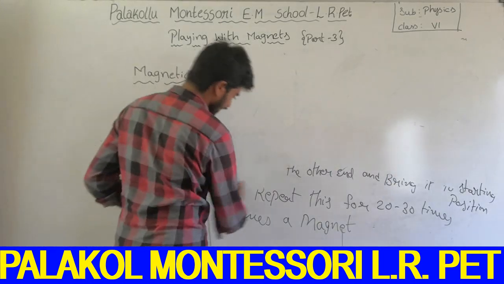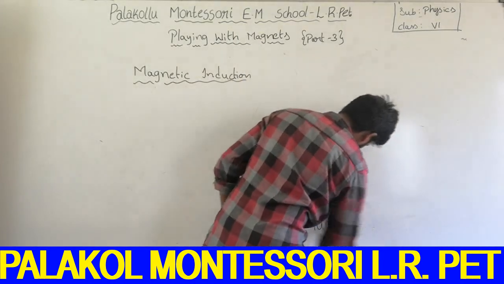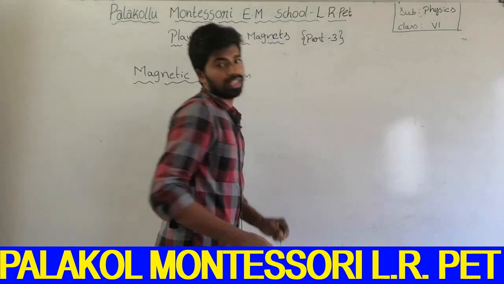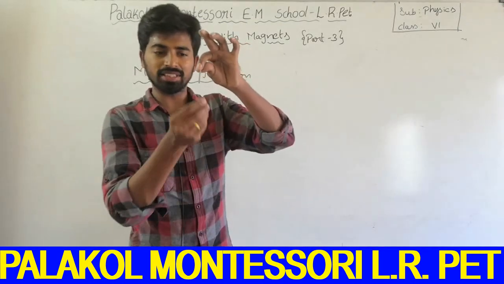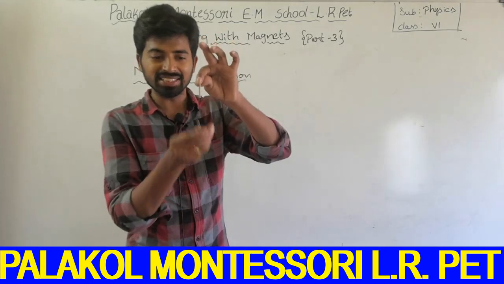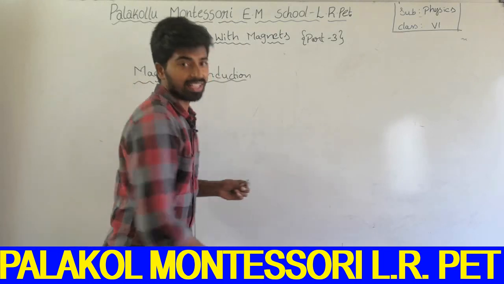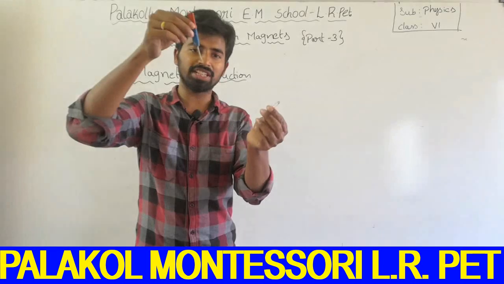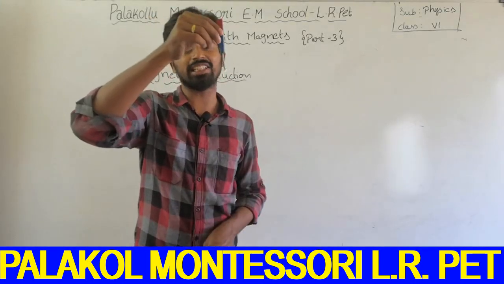So, to know about magnetic induction, consider a nail and a safety pin. Does this nail attract the safety pin? No, it will not attract the safety pin. If you bring this nail in contact with the bar magnet and now try to attach the safety pin to the nail, now the nail is attracting the safety pin.